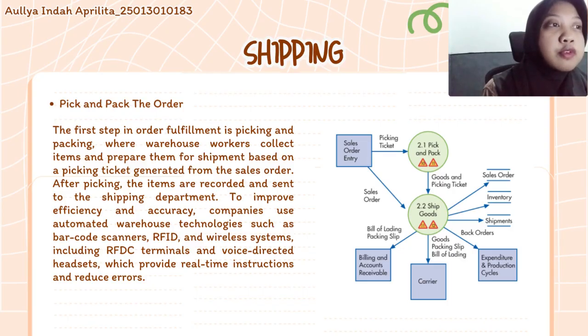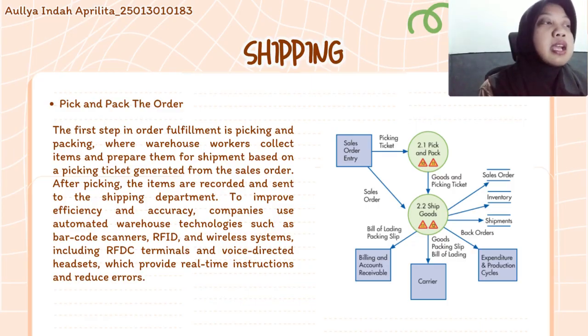And to improve efficiency and accuracy, companies use automated warehouse technologies such as barcode scanners, RFID, and wireless systems including RFID terminals and voice-directed headsets, which provide real-time instruction and reduce errors.